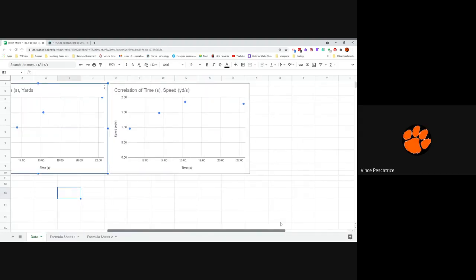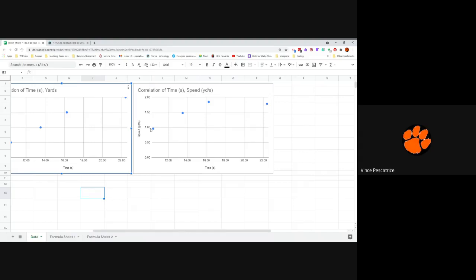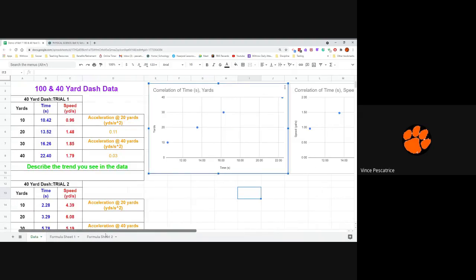The acceleration one's interesting too, because you can see that the speed is increasing, and then it goes down. So even though the speed increases for this first part here, the speed dips just a little bit at the end, and you can see that the acceleration does the same thing. So you could say that this person is speeding up and increasing their acceleration until this last bit here. That could mean something like they got tired, or maybe they were laughing and they just slowed down, or they got distracted. So that's what we're looking for to describe the trend here.